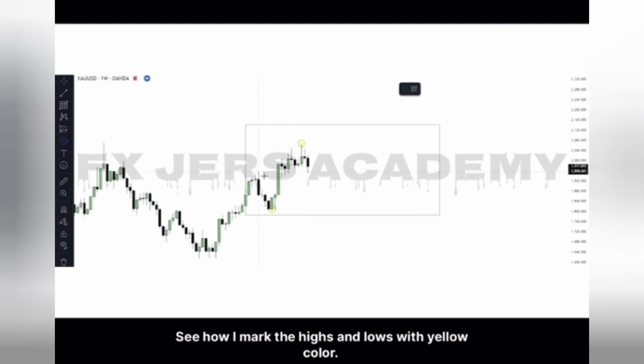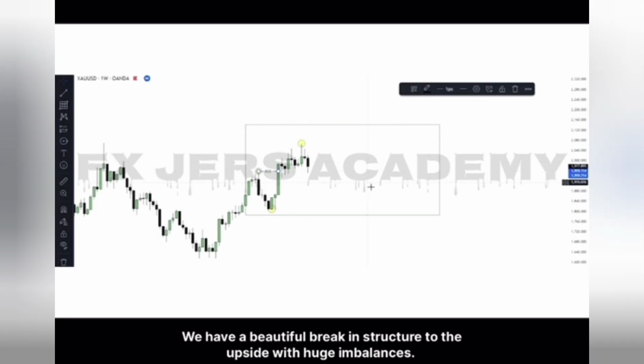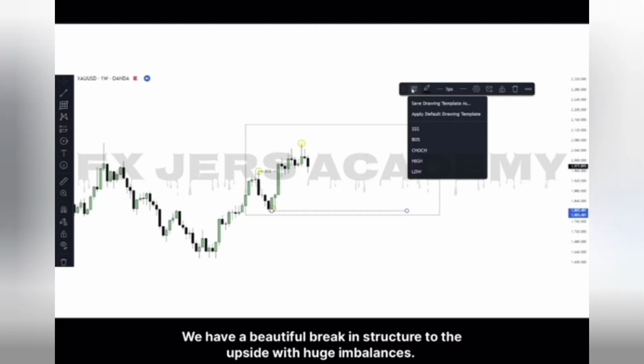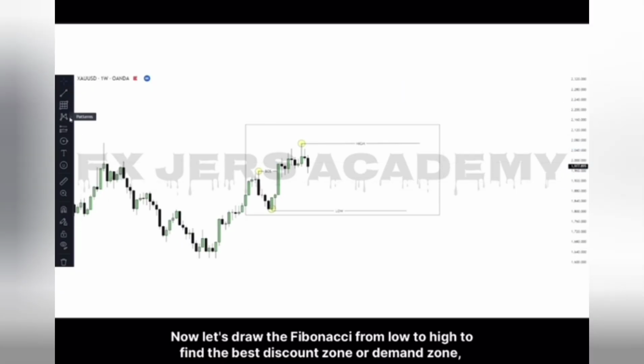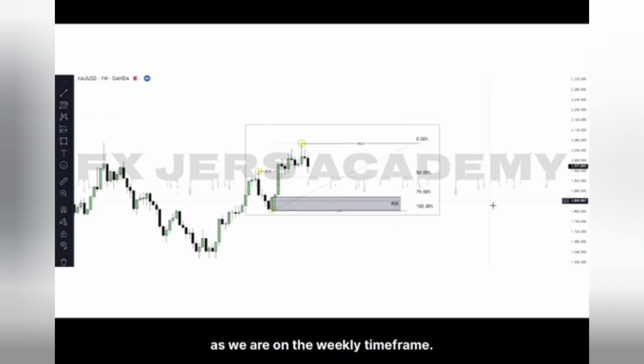See how I mark the highs and lows with yellow color? We have a beautiful break in structure to the upside with huge imbalances. I've highlighted the low of our zone and the high of our zone, as you can see on the chart. Now let's draw the Fibonacci from low to high to find the best discount zone or demand zone, as we are on the weekly time frame.